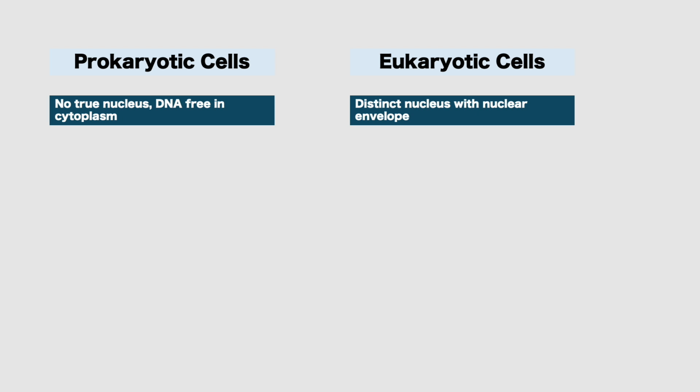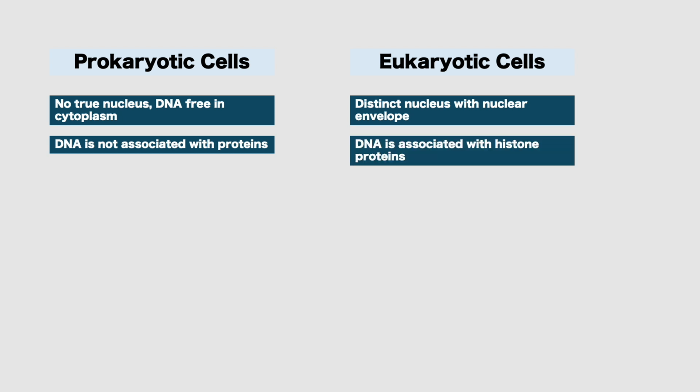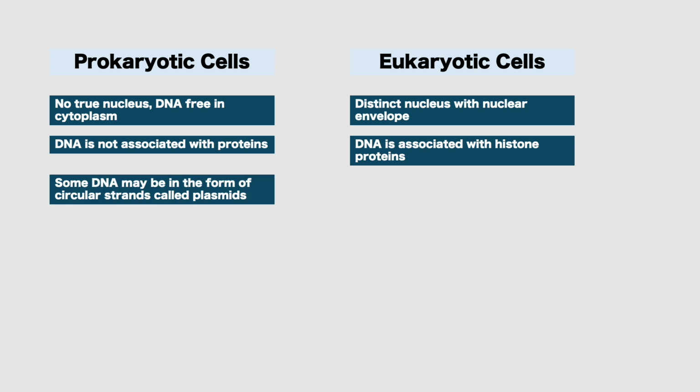In prokaryotic cells, the DNA is not associated with proteins, but in eukaryotic cells, the DNA is. In prokaryotic cells, some DNA may be in the form of circular strands called plasmids. Plasmids reproduce themselves independently and possess genes that may aid the survival of the bacteria in adverse conditions. Eukaryotic cells have no plasmids and the DNA is linear.